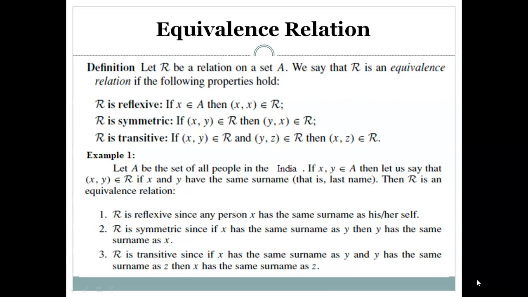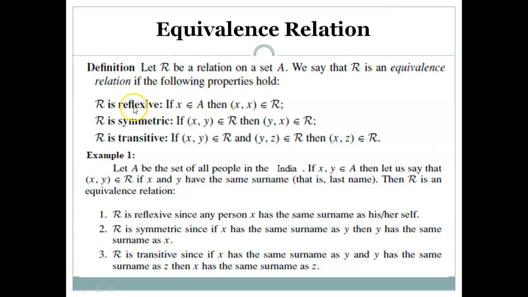So first of all, we talk about equivalence relation. We have already given the definition of a relation in lecture 2. So what is an equivalence relation? A relation R on a set A is said to be an equivalence relation if it satisfies the following properties.